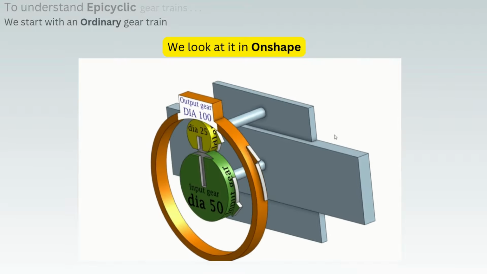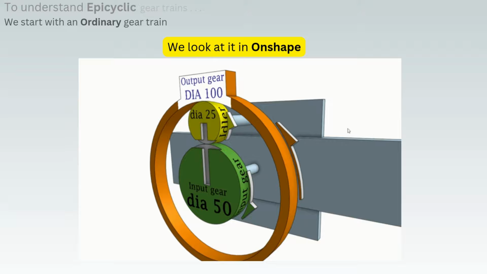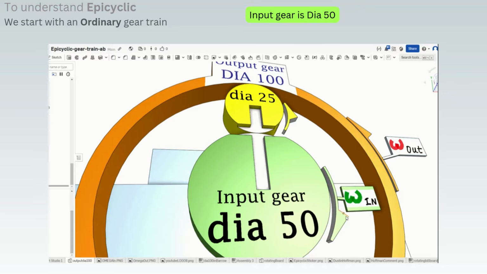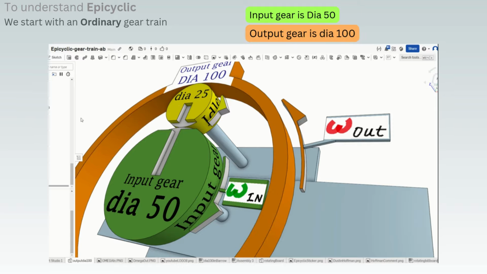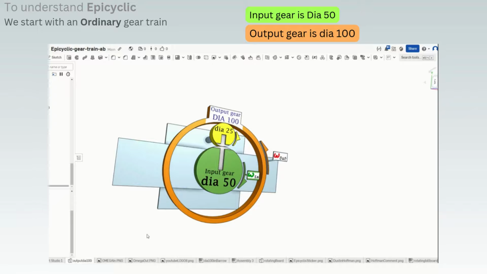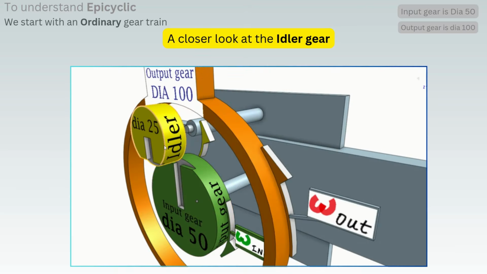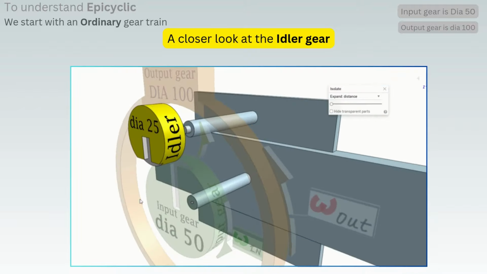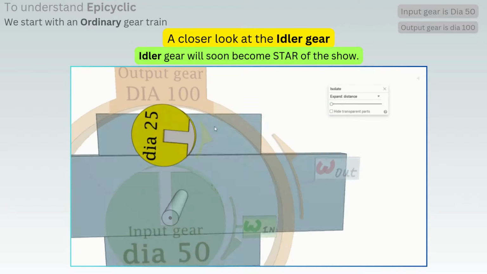And there is a small idler gear in between, dia 25. It transmits power from the input gear to the output gear. Omega means rotational speed. Now we take a closer look at the idler gear. In the ordinary drivetrain, the gear can and does rotate, but its axis of rotation is permanently fixed.